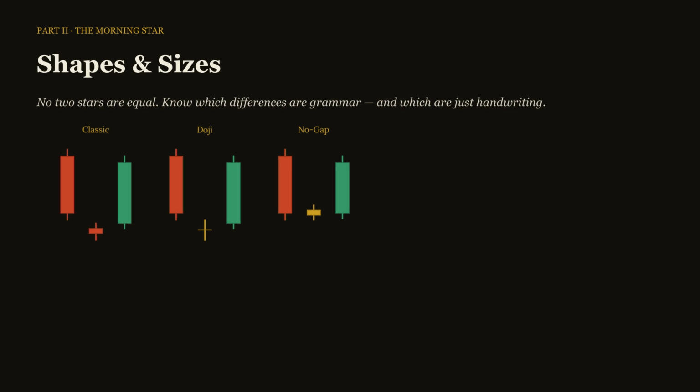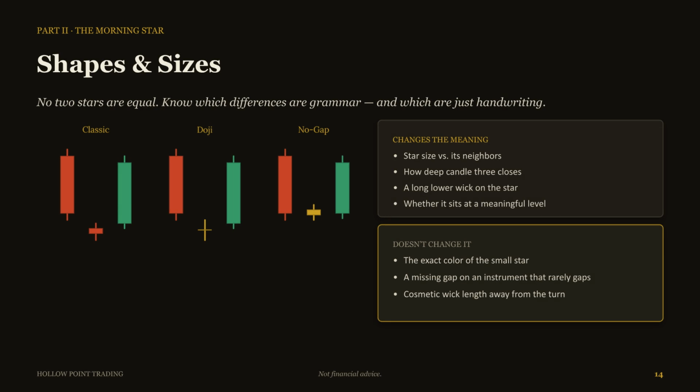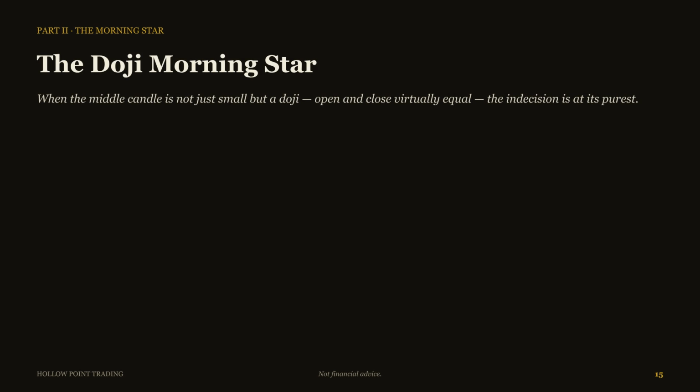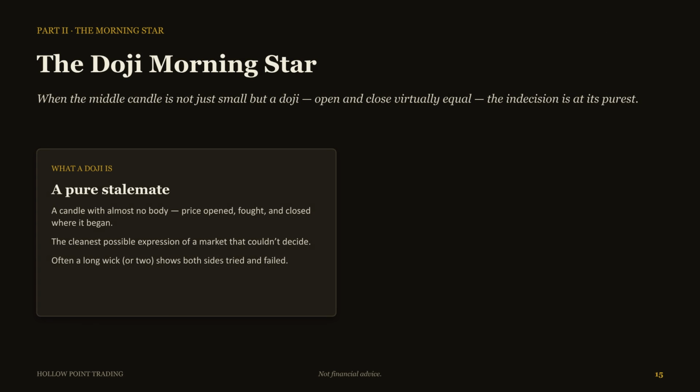The meaning of a star is affected by its size, the depth of the third candle's close, the lower wick on the star, and whether it sits at a meaningful level. However, the star's exact color, a missing gap, or cosmetic wick length away from the turn, does not change its meaning. The doji morning star, where the middle candle is a doji, represents a pure stalemate and the crispest signal.